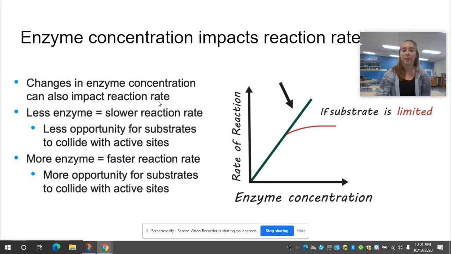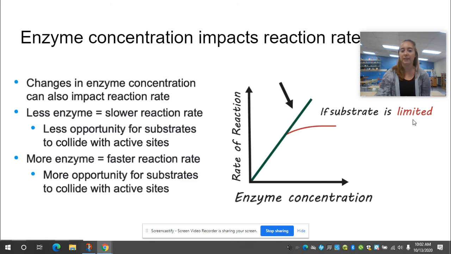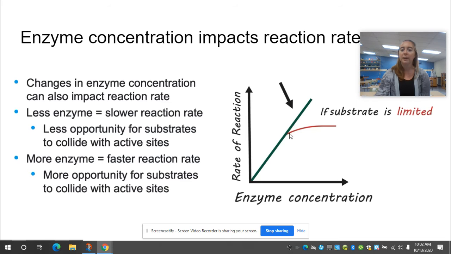We're going to also see this with changes to enzyme concentration, which is going to slow the reaction rate. So if we have fewer enzymes, we're going to have a slower reaction rate because no matter how much substrate you add to it, if we have fewer enzymes there, our reaction rate's going to slow. There's less opportunity for our substrate to actually collide with those active sites. But the more enzyme that we have, the faster the reaction rates are going to happen because there's more opportunity for substrates to collide with those active sites. And so you can see here that our substrate is going to be limited. But as we increase our enzyme concentration, that's going to be good. But again, substrate is limited at a certain point.